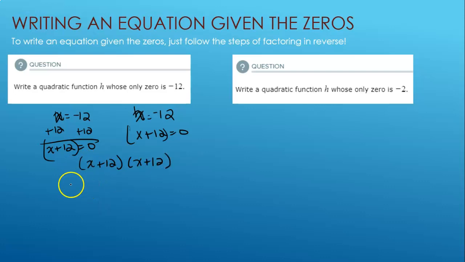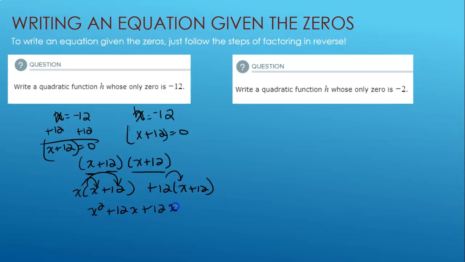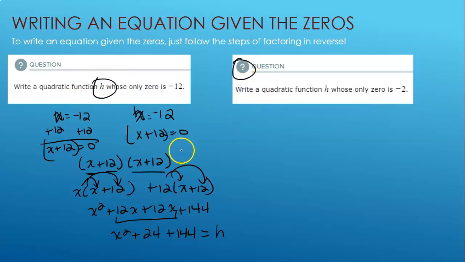I'm doing each of these terms times x plus 12, so x times x plus 12, plus 12 times x plus 12. I'm going to distribute. X times x is x squared, 12 times x is 12x, 12 times x is 12x, 12 times 12 is 144. Combine your like terms, x squared plus 24x plus 144, and they want this to be a quadratic function h. And that's it. You pause the video and try this one on your own.